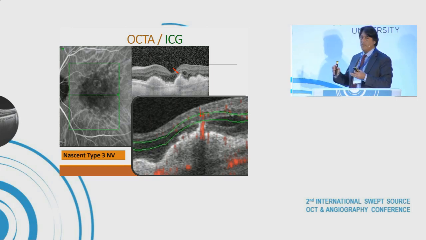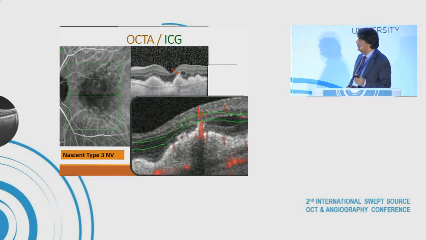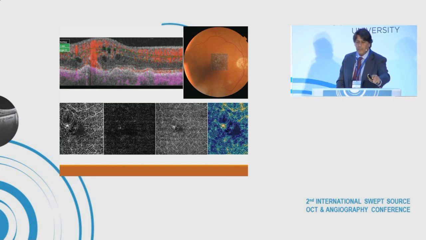So OCTA came with a lot of new nomenclature, new names for the lesions. Another case here. It's amazing to see how minimal the change is on the OCTA en face, but on the OCTA B scan, we can see a gorgeous flow here, enormous, that makes the diagnosis on the B scan.